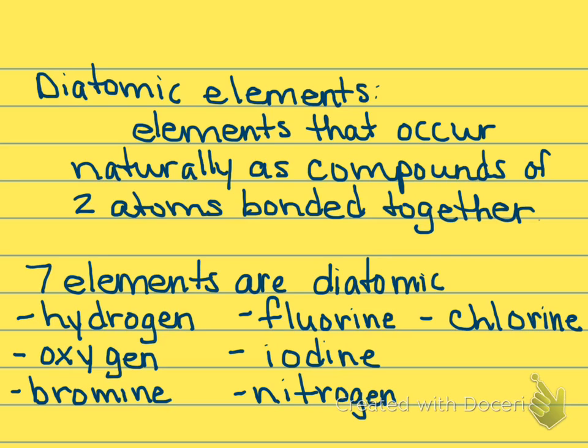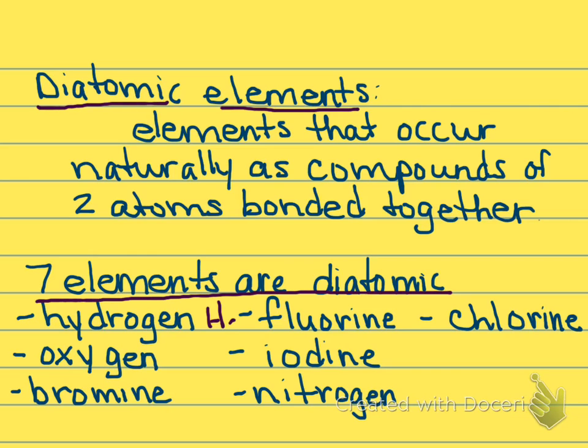The last thing I want to talk to you about in this short video is a little bit more vocabulary, and that is diatomic elements. We know that di is the prefix for two, atomic means atoms, so diatomic elements are elements that occur naturally as compounds of two atoms bonded together. There are 7 elements on the periodic table that when they occur in nature, they occur as two of those atoms bonded together.